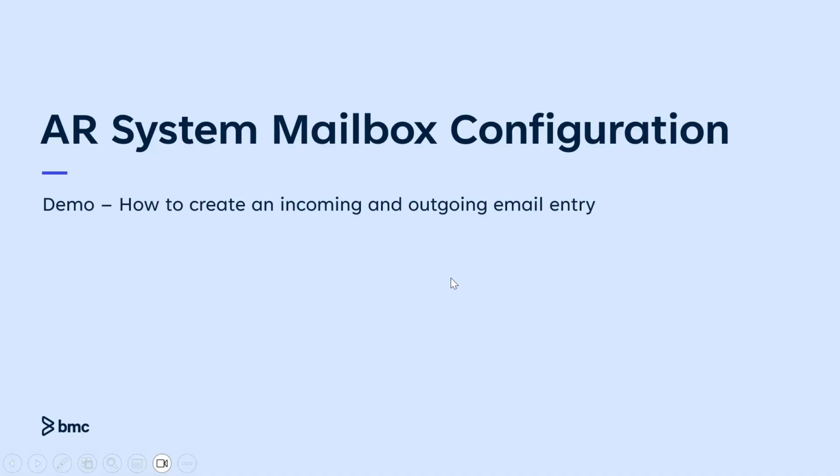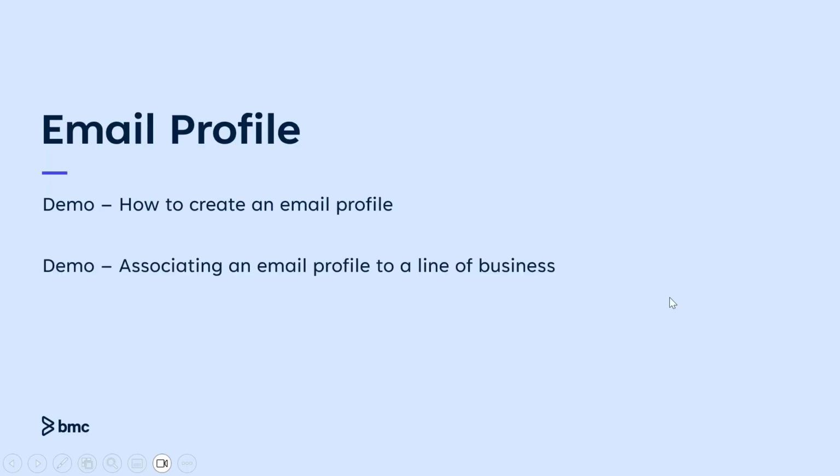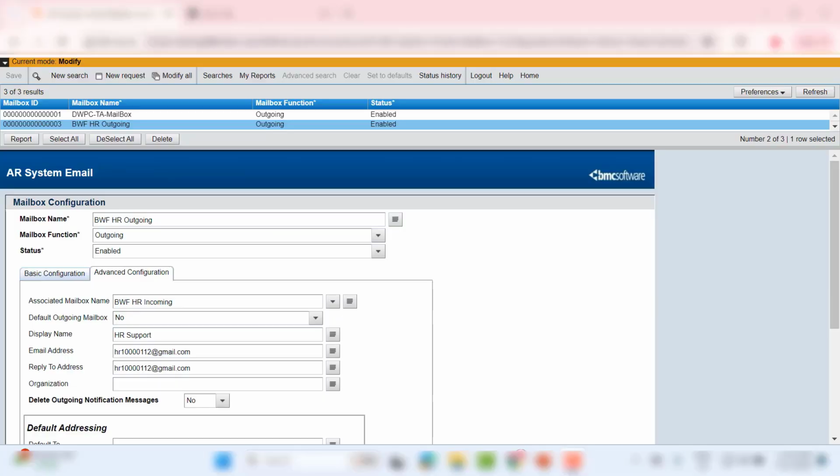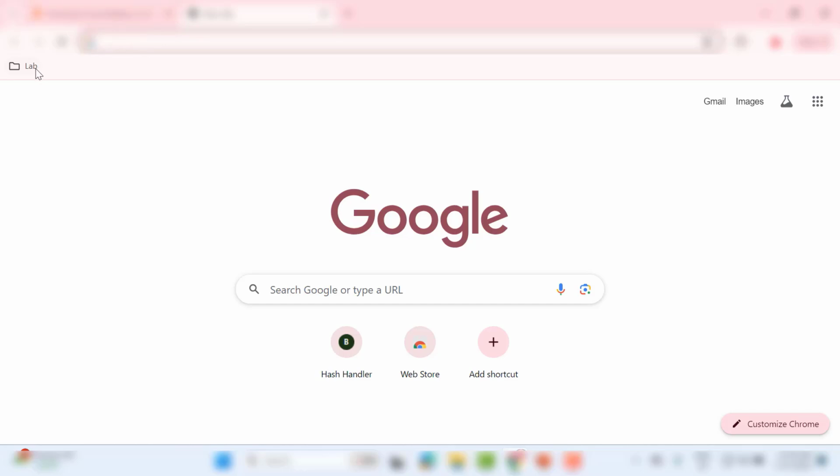So after creating an incoming and outgoing email entry, now we will see email profile. So basically, this email profile configuration is done in Innovation Studio. So first of all, we will see how to create an email profile, and then we will see how to associate an email profile to a line of business. Okay, so now I will log into Innovation Studio.